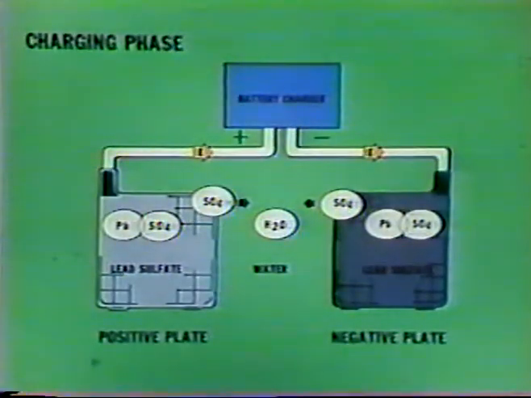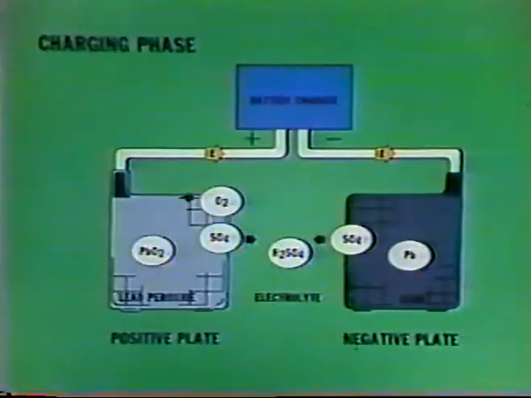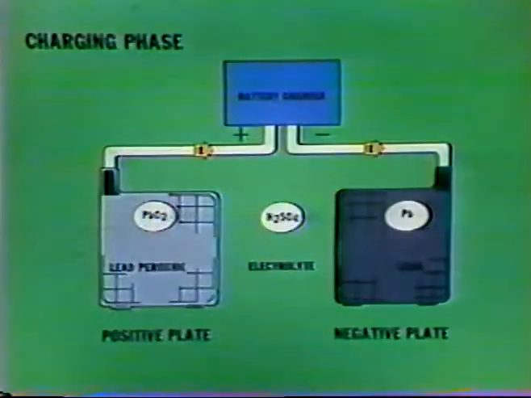Electrons are forced through the negative terminal of the battery to drive the sulfate radicals from both the negative and positive plates back into the electrolyte. As the sulfate radicals are driven from the negative plate, the lead sulfate becomes lead. As the sulfate radicals are driven from the positive plate, oxygen from the water unites with the lead on the positive plate to form lead peroxide. When this chemical change is complete, the battery is fully charged.